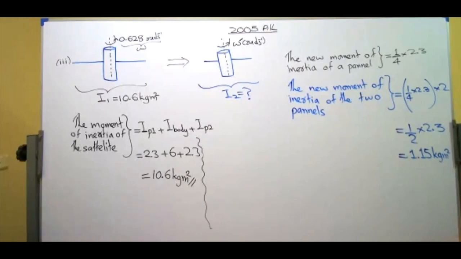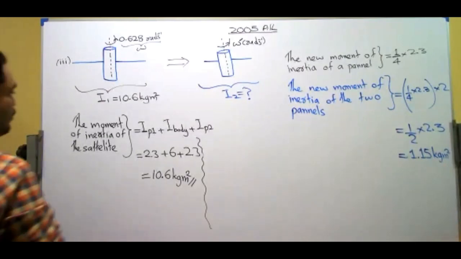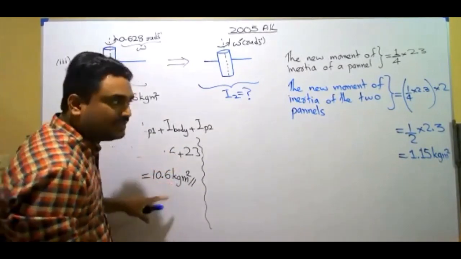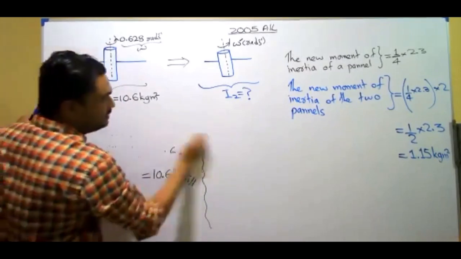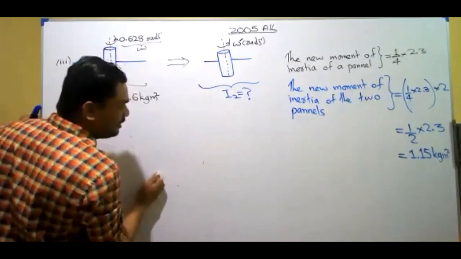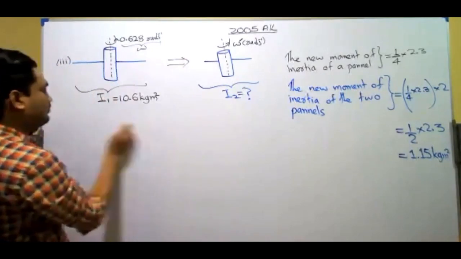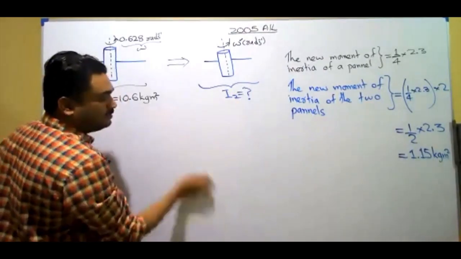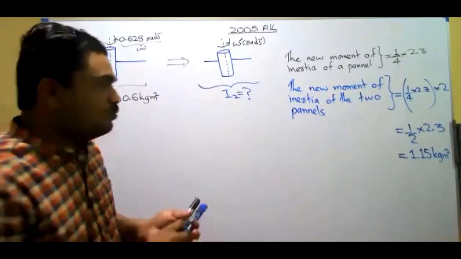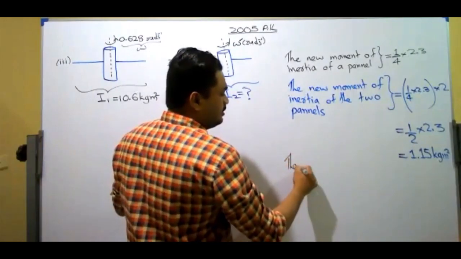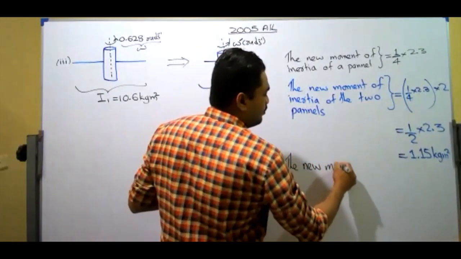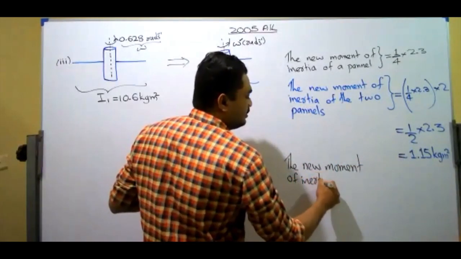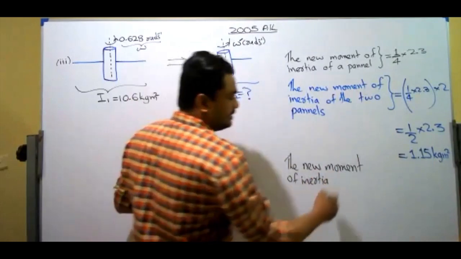Right. According to this, now what should be the new moment of inertia of the satellite? Earlier moment of inertia was 10.6. Now the panels are folded. Therefore, what should be the new moment of inertia of the satellite? The new moment of inertia of the entire satellite.